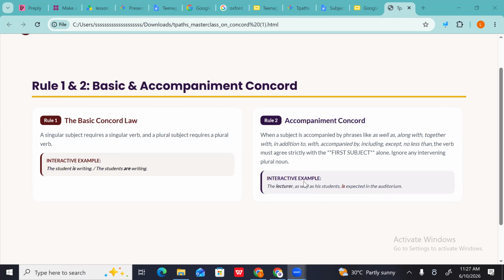What's the subject of this sentence? Tell me the subject and tell me the state. Is it singular or plural? The lecturer, as well as a student, is expected in the auditorium. What is the subject of this sentence? After you tell me the subject, you're going to tell me if the subject is singular or plural. I'm waiting. We need to be very fast. Yeah, thank you.